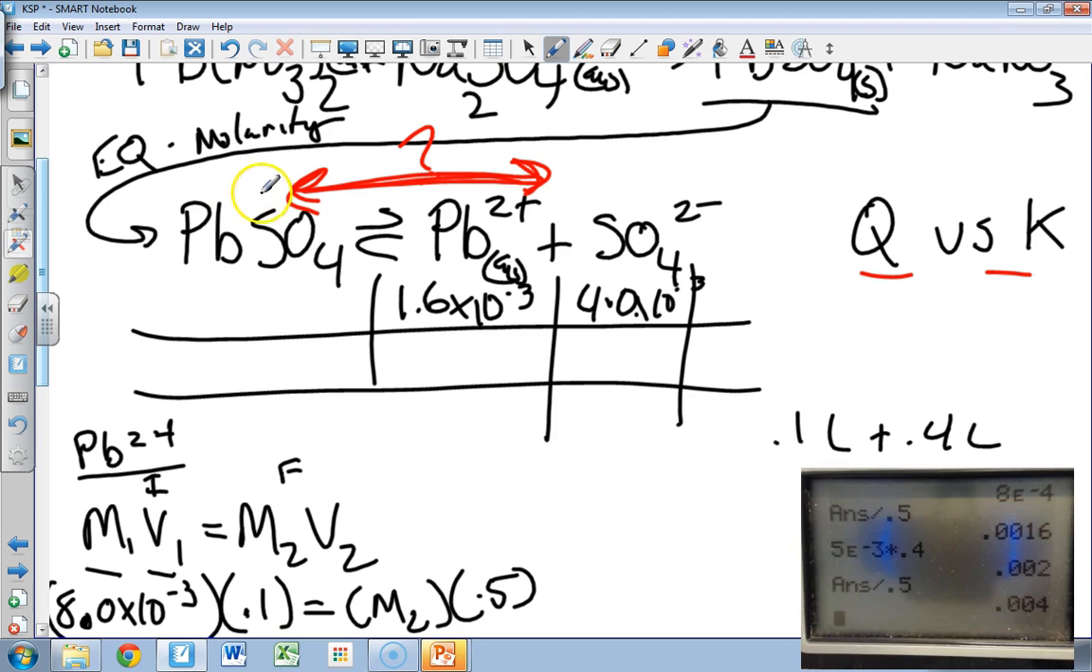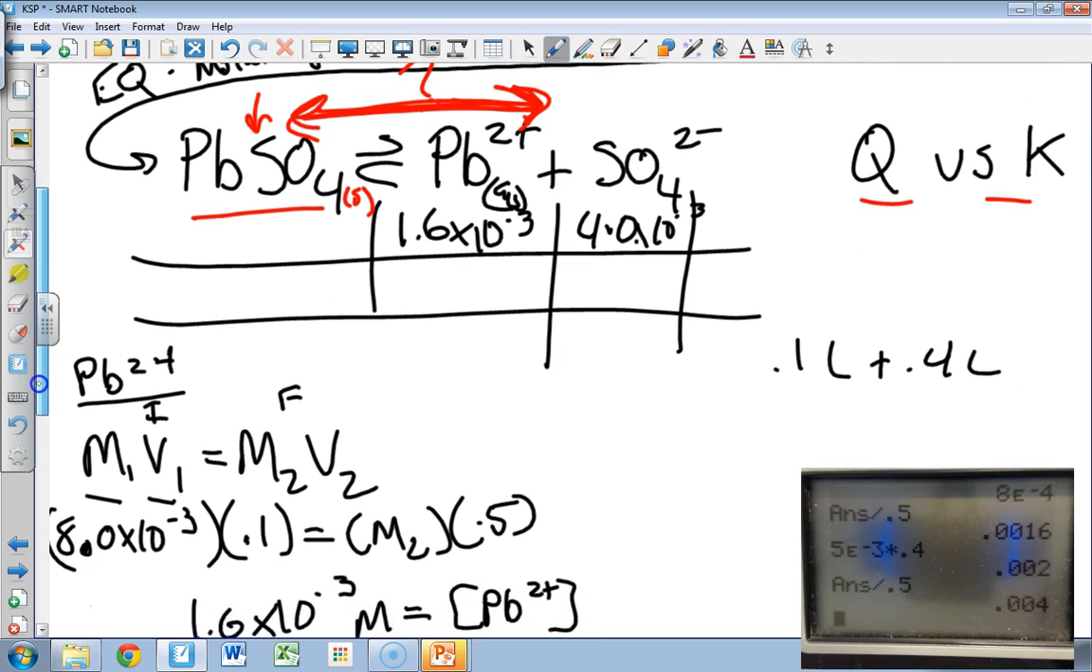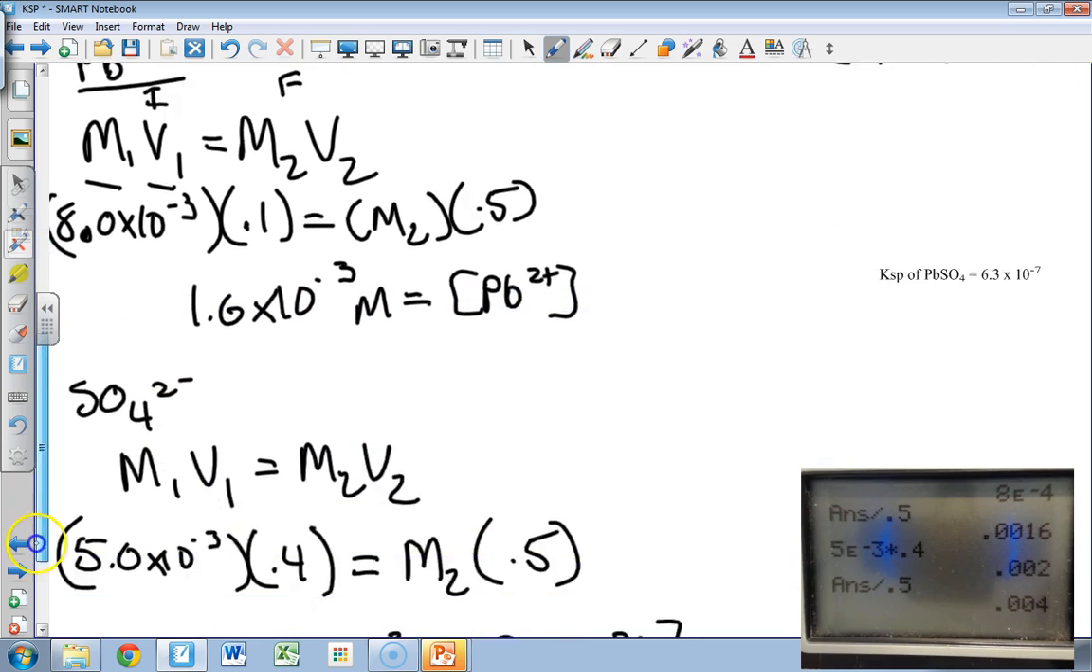Okay? If it shifts left, what do we know? This thing is a solid. It will precipitate. If it shifts right, well, these are ions. It's not going to precipitate because the ions have yet to be saturated in solution. So in order to do this problem, let's calculate Q.